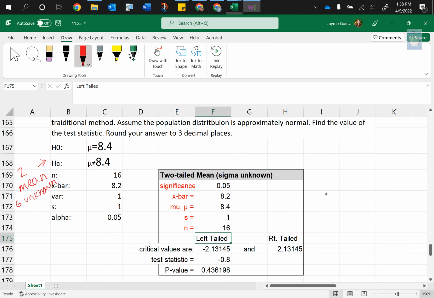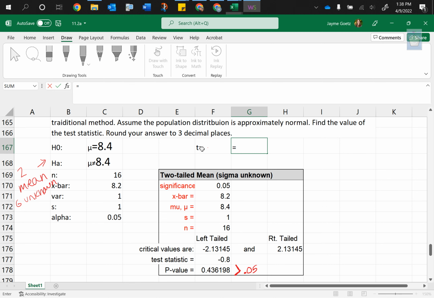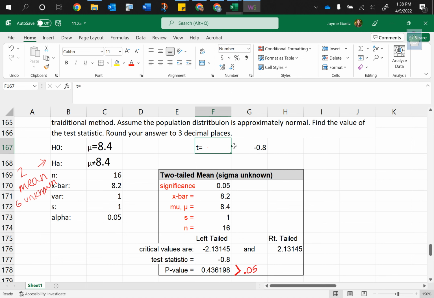But let's actually answer the question that they wanted. Find the value of the test statistic. That's all they want. So here, my test statistic is this guy right here. Be careful, because since sigma is not known, my test statistic is actually a t. Now, they said round your answer to 3 decimal places. Well, this looks a little suspicious. Like, what if they cut it off? I don't know. I'm going to come here and I'm just going to move the decimals out further. Ooh, it really is. So it really just is negative 0.8.